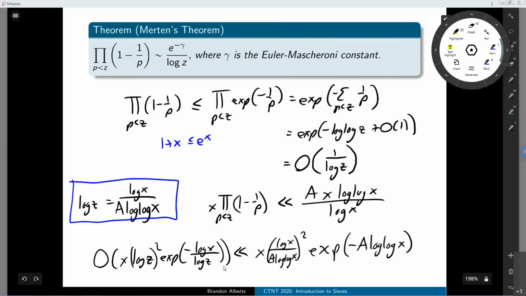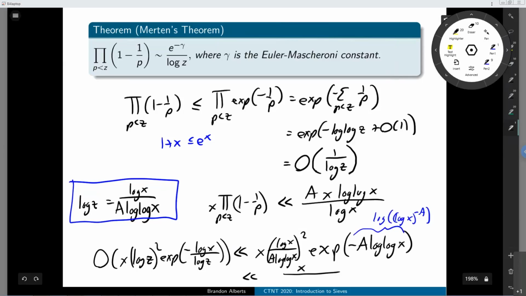So what's so useful about this? This is the same thing as log of log x to the negative a. So when you cancel out with the exponential function, this exponential term looks like 1 over log x to a possibly large power. And so plugging all that in, you end up with the upper bound.